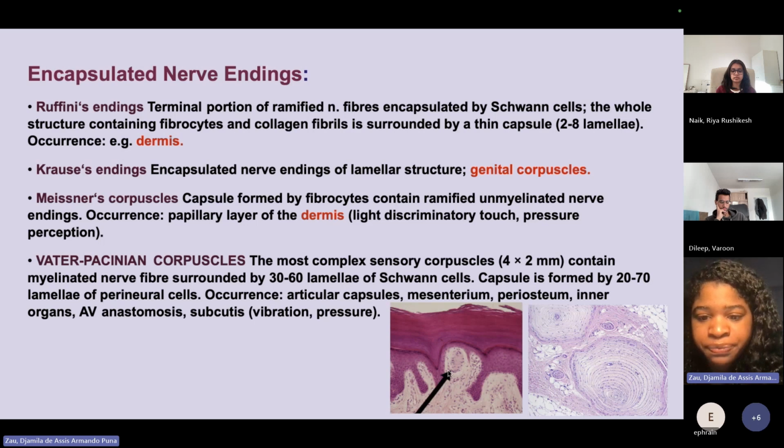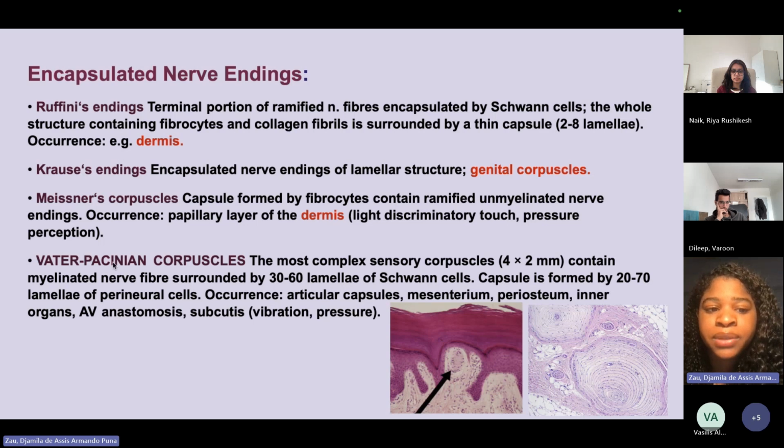But in this image here we have the connective tissue. This is a nerve. It looks different. I don't know how to explain, but it looks different. And this is Meissner's corpuscle. It's found in the dermis. And the function of Meissner's corpuscles is to sense light discriminatory touch or pressure perception. So Meissner's corpuscle is kind of what allows you to sense that this is smooth and something like this is rough. So light discriminatory touch is thanks to your Meissner's corpuscle.